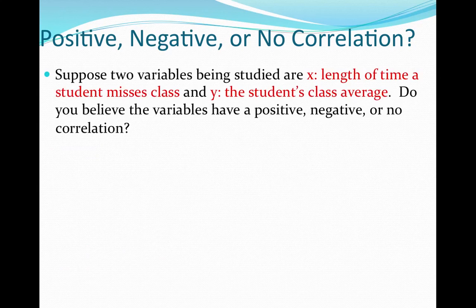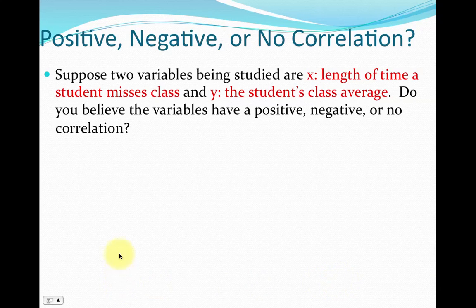Okay, let's look at another example. We have two variables, x, the length of time a student misses class, and y, the student's class average. Okay, so let's imagine what we have here. X on the horizontal axis, length of time a student misses class. So if a student misses very little class, we are on the left side of the horizontal axis. If the student misses a lot of class, we are on the right side of the horizontal axis.